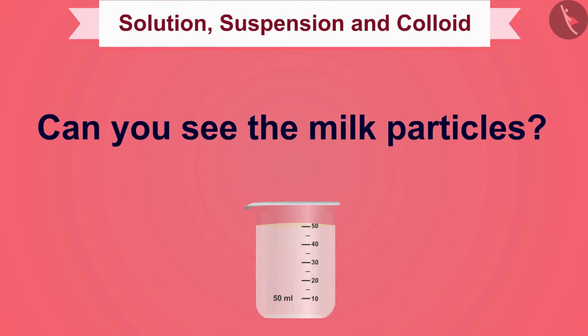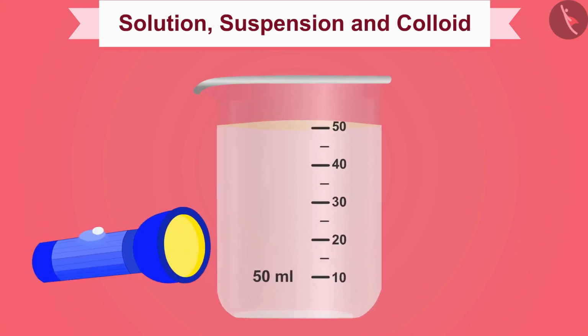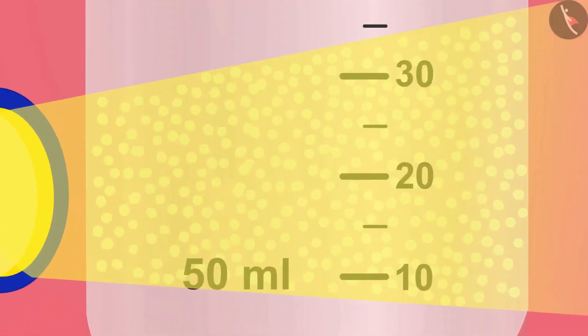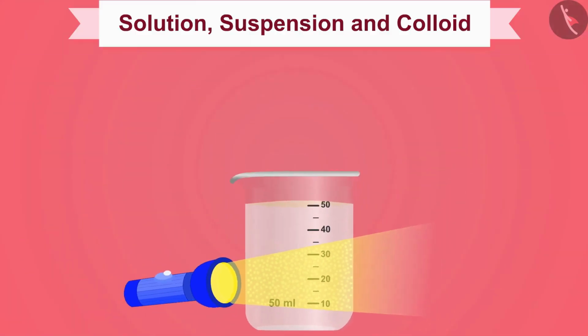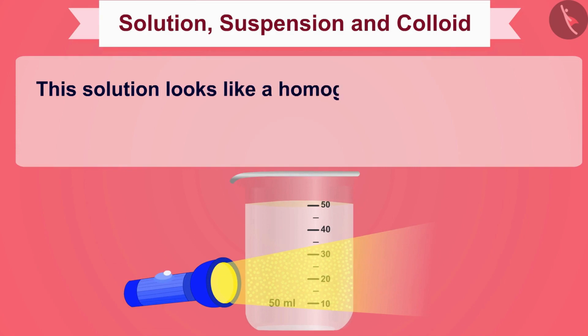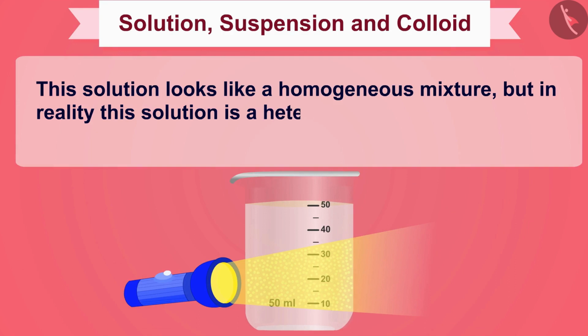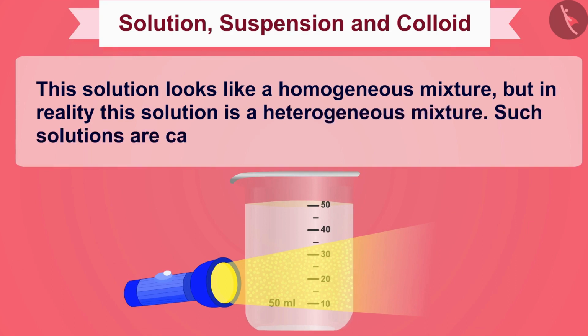No. But if we try to pass a light beam through this solution with the help of a torch, we will find that the milk particles easily scatter the beam of light. Therefore, this solution looks like a homogeneous mixture, but in reality, it is a heterogeneous mixture. Such solutions are called colloidal solutions.